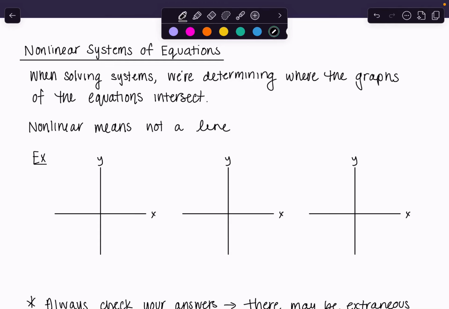In this section, we're going to talk about nonlinear systems of equations. So remember, back to linear, we were looking where two lines potentially intersected, or in the case of three variables, three lines in 3D. What we want to do now is bump this up to nonlinear, okay? So nonlinear means it's not a line.